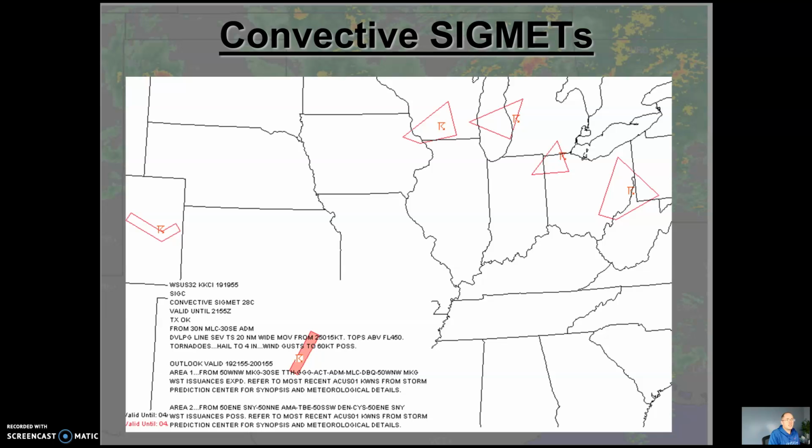We can see Wisconsin, Lake Michigan, Ohio, and Pennsylvania, West Virginia. And so it's not like with the AIRMET that we're going to connect all of these features. We're going to put out small polygons to show where the thunderstorms actually are occurring. And so I highlight the one here over Oklahoma and Texas. You can see sometimes they're interesting: developing line of severe thunderstorms, 20 nautical miles wide, moving from 250 at 15, tops above flight level 45,000 feet, tornadoes, hail to 4 inches, wind gusts to 60 knots possible. Suffice it to say, this will get a lot of visibility amongst the aviation community and is one of the more important things that meteorologists produce.